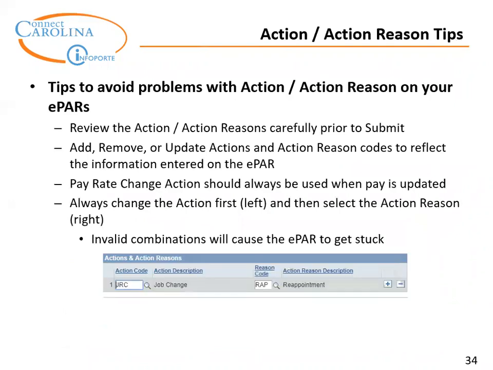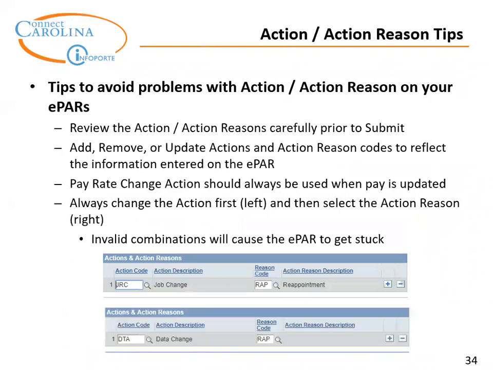So when you've got a job change reappointment that showed up here and you realize, oh, actually, it should be something else, if you change what's on the left-hand side, it doesn't automatically update what's available on the right-hand side. If you ever see that action reason with no description that's blank, that means you've got an invalid combination, right? So that should be a red flag to you. If you ever see that, that means you've adjusted something out of order, and that's going to get stuck. Those will not write through.